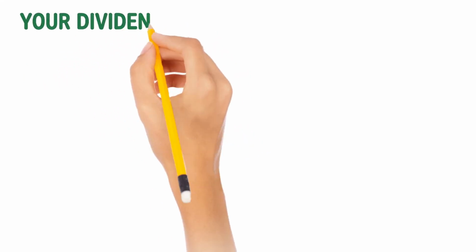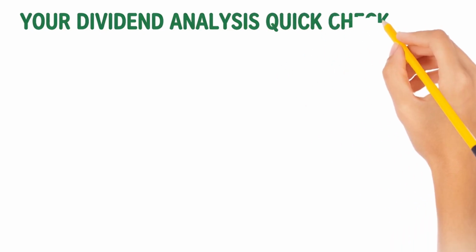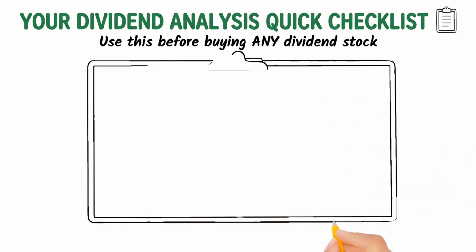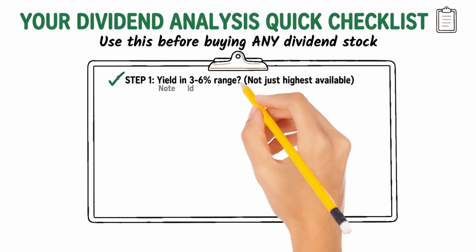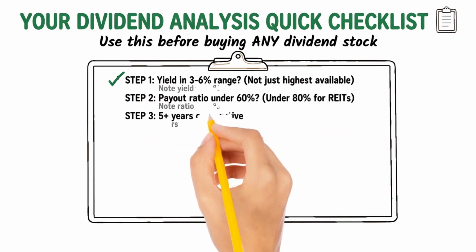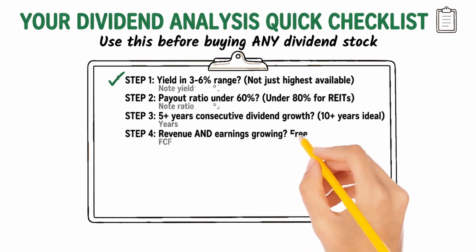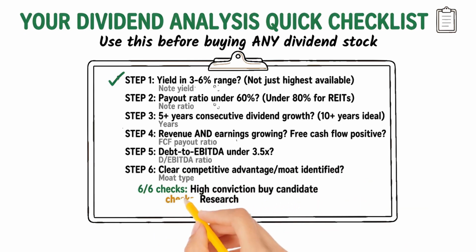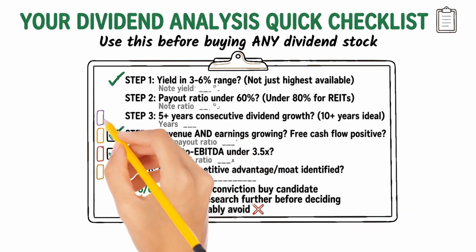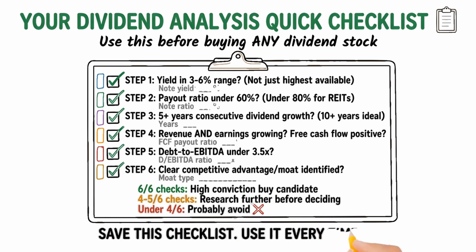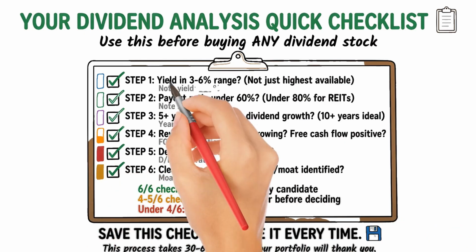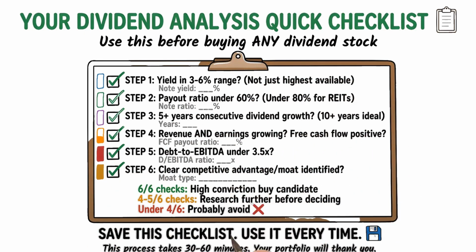Here's your complete dividend analysis checklist to save and use before buying any dividend stock. Step 1. Is the yield in the 3 to 6% sweet spot? Step 2. Is the payout ratio under 60% for regular companies or under 80% for REITs? Step 3. Is there 5 or more years of consecutive dividend growth, ideally 10 or more? Step 4. Are revenue and earnings growing and is free cash flow positive with an FCF payout ratio under 75%? Step 5. Is debt to EBITDA under 3.5 times? Step 6. Can you clearly identify the company's competitive moat?